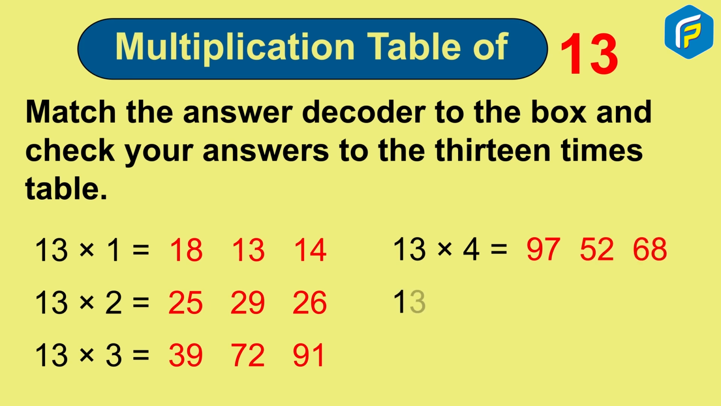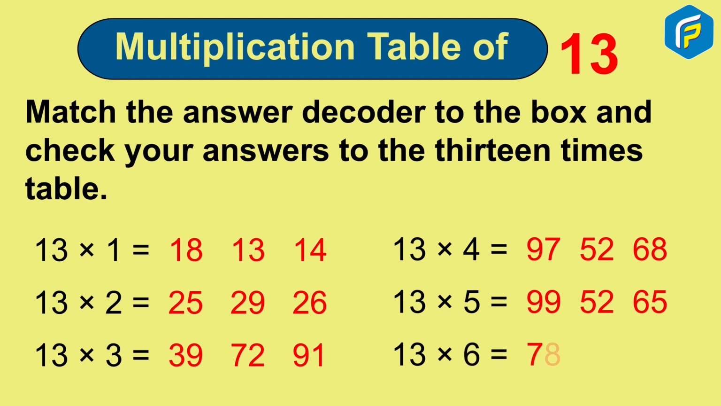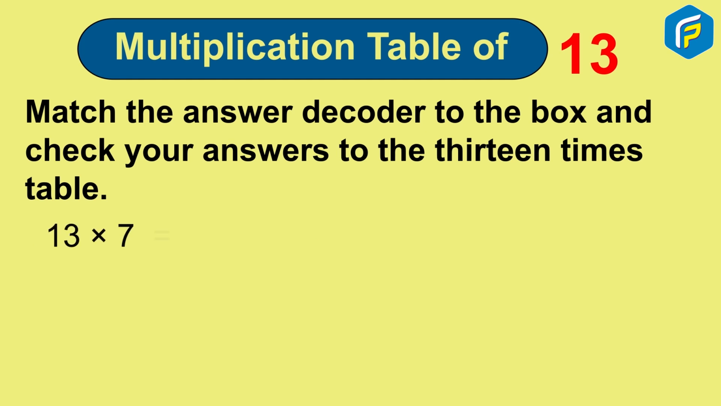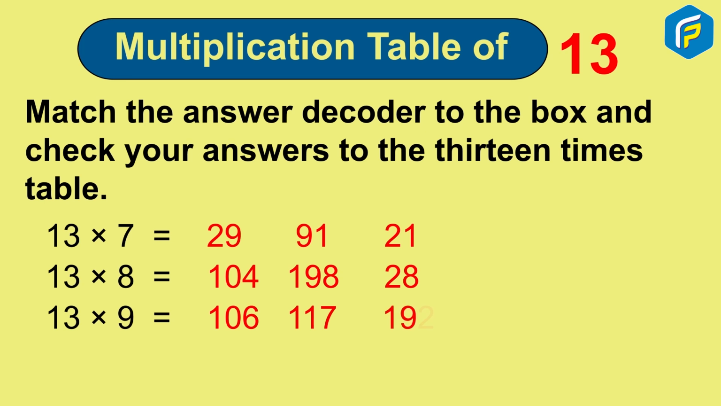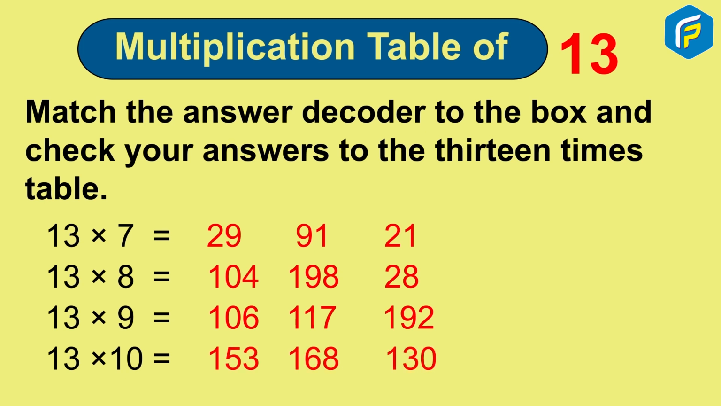13 into 5 is equal to 99, 52, 65. 13 into 6 is equal to 78, 18, 79. 13 into 7 is equal to 29, 91, 21. 13 into 8 is equal to 104, 198, 28. 13 into 9 is equal to 106, 117, 192. 13 into 10 is equal to 153, 168, 130.